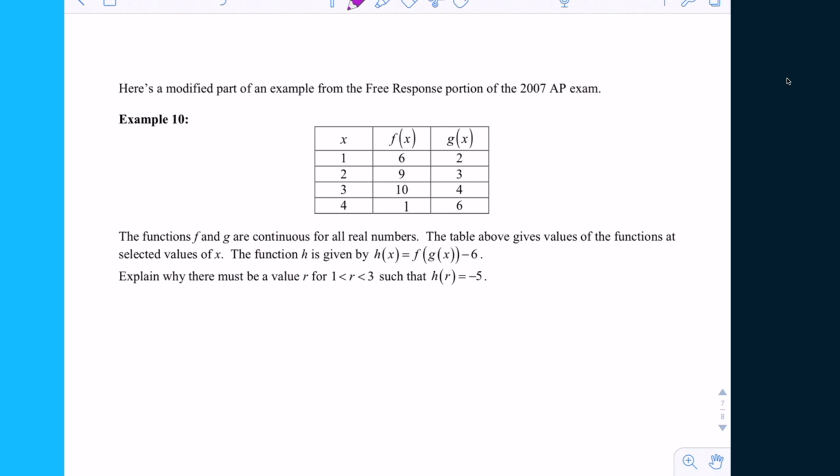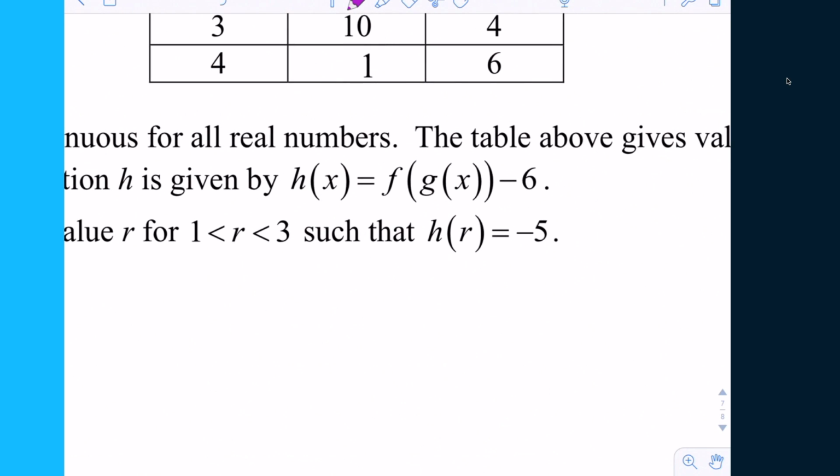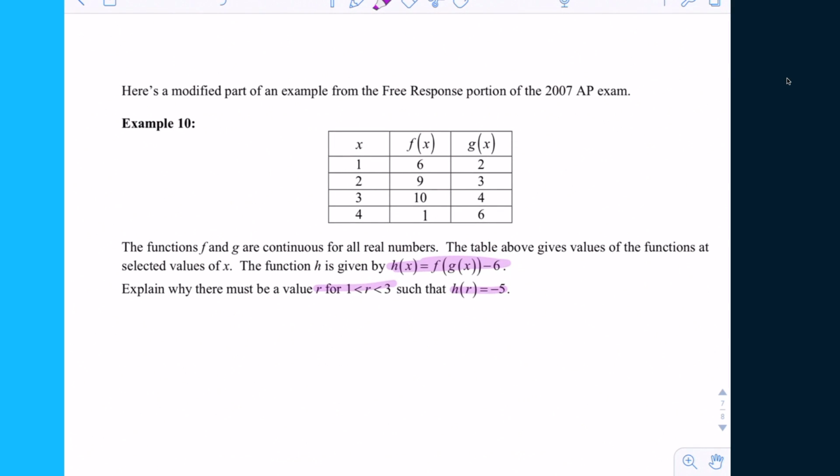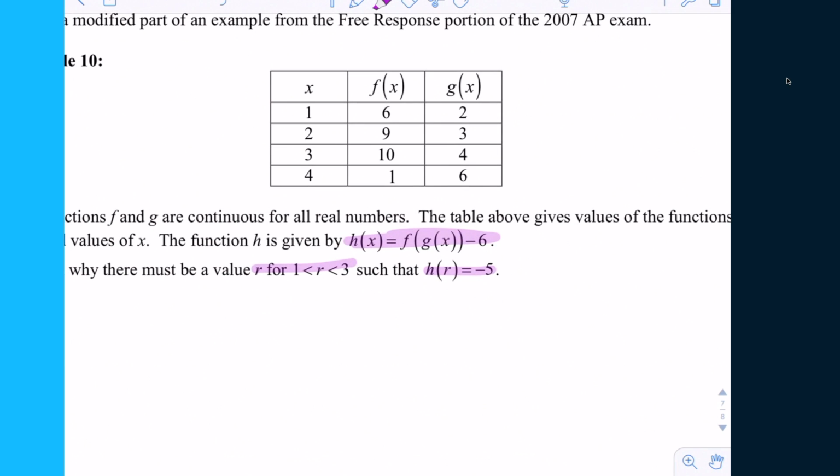It says the functions f and g are continuous for all real numbers. The table gives values for selected values of x. If h is given to be f of g of x minus 6, explain why there has to be an r value between 1 and 3 such that h of r is negative 5. So one of the things about the IVT is recognizing you have to use the IVT. The r thing threw people off. But if you look over here, it says h of r, which means r is what, an x or a y value? It's an x value.